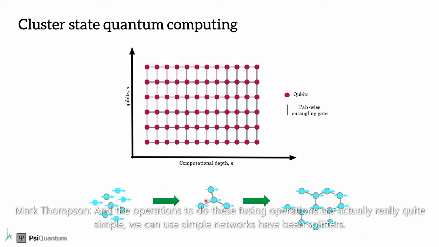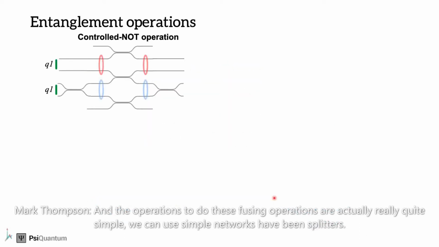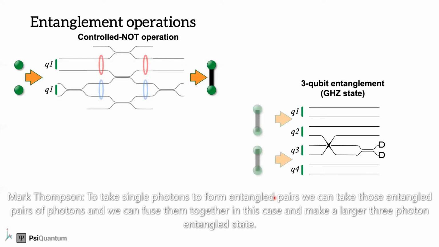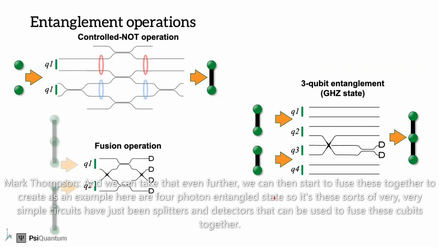And the operations to do these fusing operations are actually really quite simple. We can use simple networks of beam splitters to take single photons to form entangled pairs. We can take those entangled pairs of photons and fuse them together, in this case, to make a larger 3-photon entangled state. And we can take that even further. We can then start to fuse these together to create, as an example here, a 4-photon entangled state.